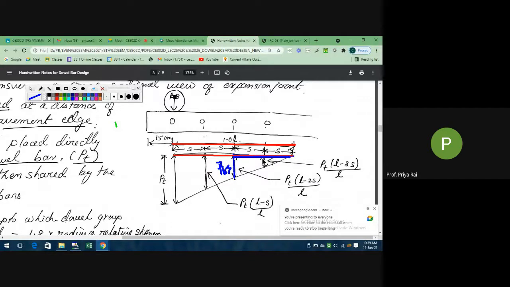What is this length, blue color? ডায়াগ্রাম দেখে বলো। This total distance is L, okay, and this individual distance is S. So what is this blue color length? দুটোকে মাইনাস দিয়ে দিলে. Yes, simple. That is L minus 2S, right? See, L minus S minus S, that is L minus 2S, right?